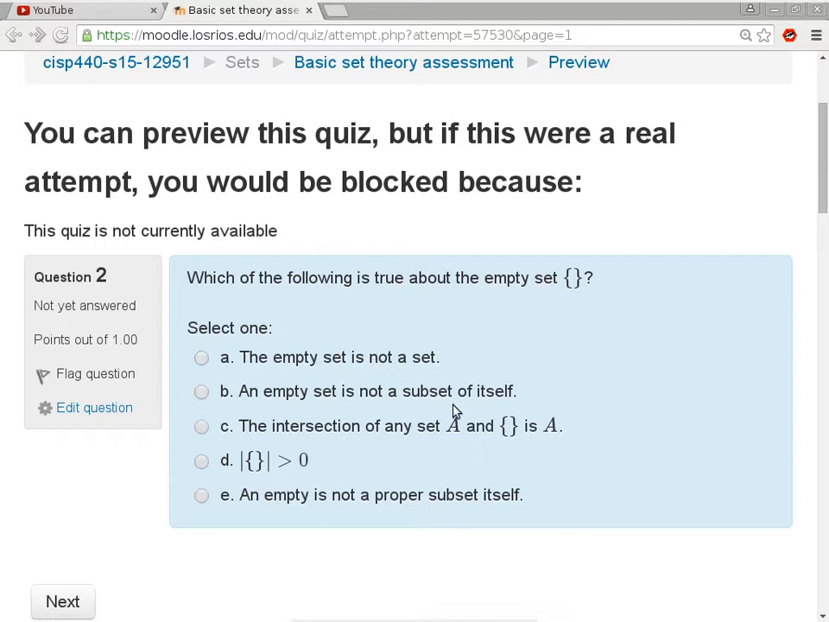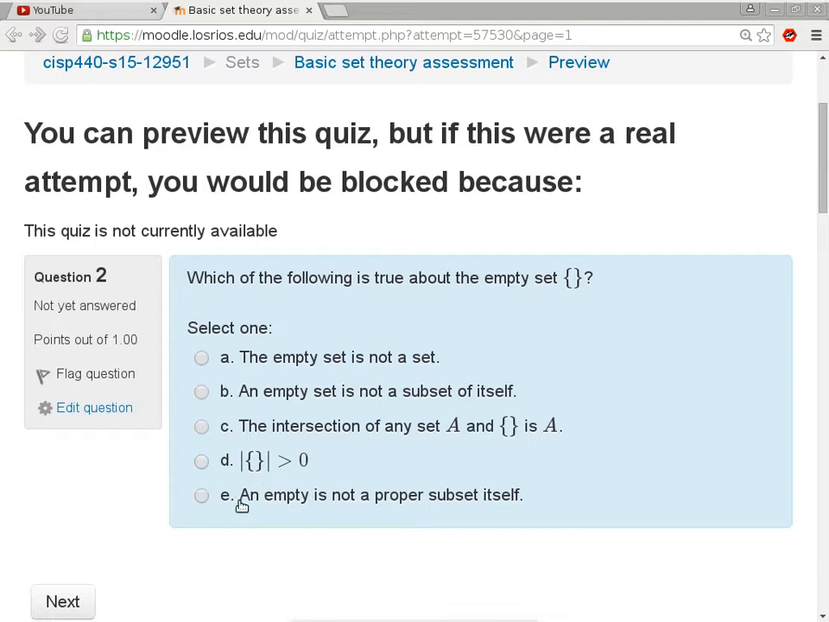An empty set is not a subset of itself. It is a subset of itself, okay? Because it's a subset of every set. C, the intersection of any set A and the empty set is A. No, that's not right. Okay, the union is true, but not the intersection. D, the number of elements of an empty set is greater than 0. Well, an empty set by definition has no elements, right? So the number of elements in an empty set has to be 0, cannot be more than 0.